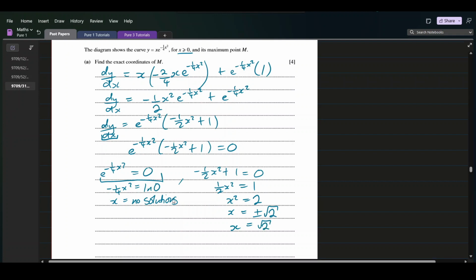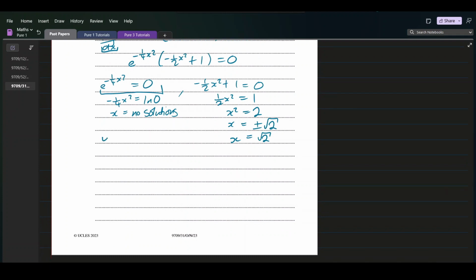And now let's evaluate the y coordinate when x is root 2. So our function is y is equal to x e to the negative 1 over 4 x squared. Substitute x with root 2, so y equals root 2 e to the negative 1 over 4 root 2 squared. So y is equal to root 2 e to the negative. So root 2 squared is 2, so that becomes 2 times minus 1 over 4, which gives us minus half. And therefore the coordinates of M are x is root 2 and y is root 2 e to the negative 1 over 2, and that's our final answer.